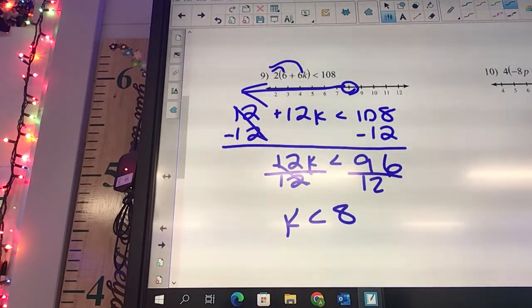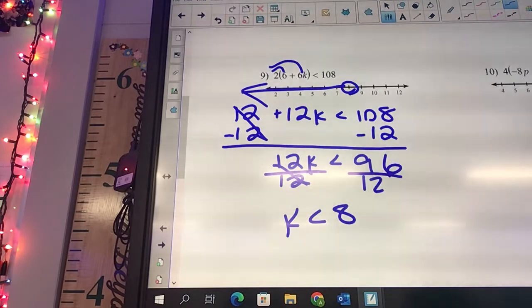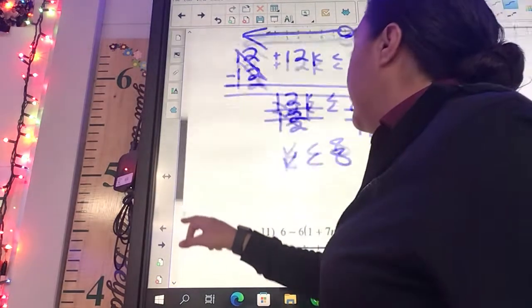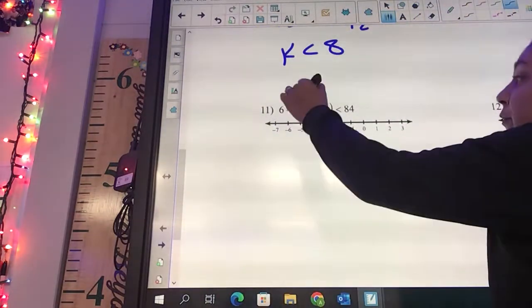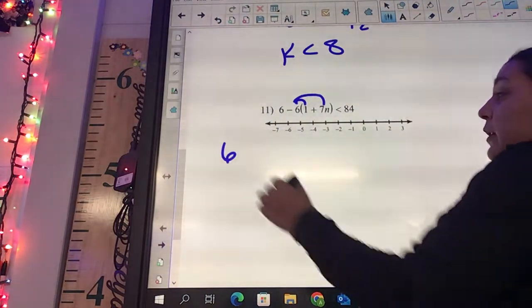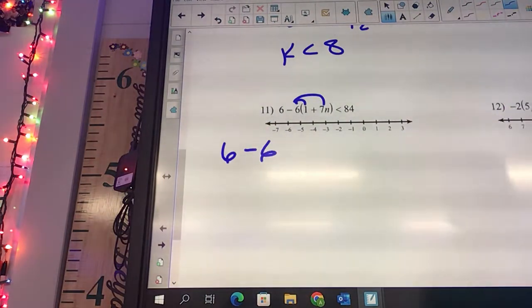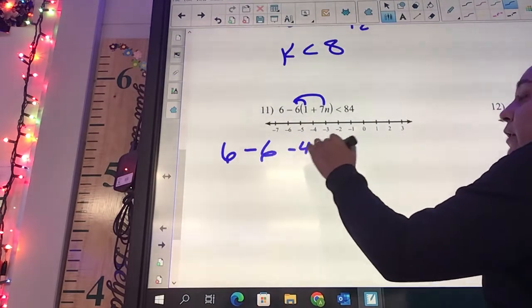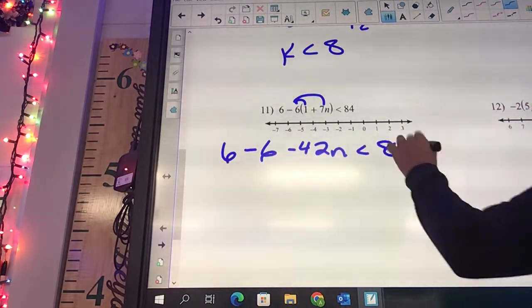Okay, number 11, what needs done first? Okay, yeah, the parentheses. So we're going to distribute -6 to each one of these pieces. So -6 times 1 is going to be -6. -6 times 7? -42. And we got 84.